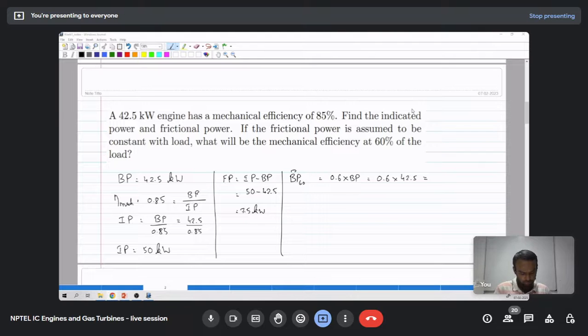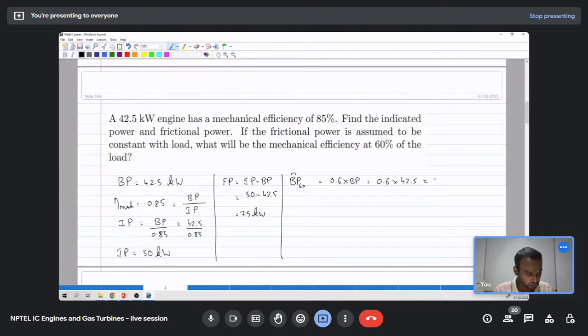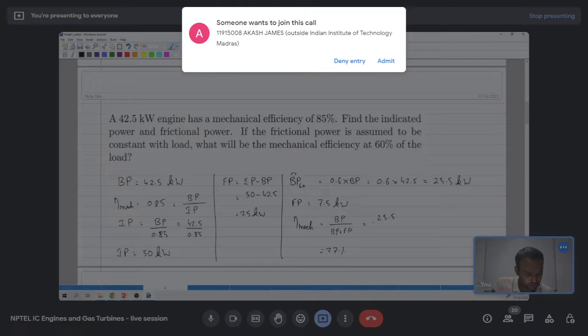So this is 25.5 kilowatt. Now the friction power is said to be constant, so that means at 60% load, the friction power is also the same, 7.5 kilowatt. Now mechanical efficiency is brake power by brake power plus friction power. So this is 25.5 divided by 25.5 plus 7.5. So this comes up to be 77%.